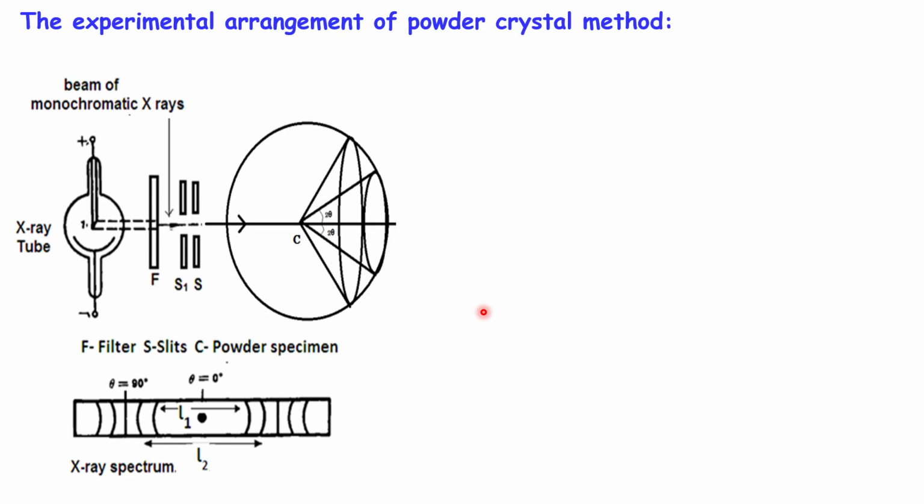Now this is the schematic diagram of the powder method. In this experimental arrangement of the powder method, it consists of the X-ray tube, the filament, it is also known as the monochromator, and this is the collimator. It consists of the slits S1 and S2, which produce the fine beam of the monochromatic X-ray.